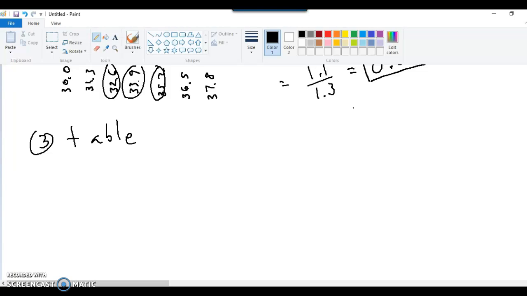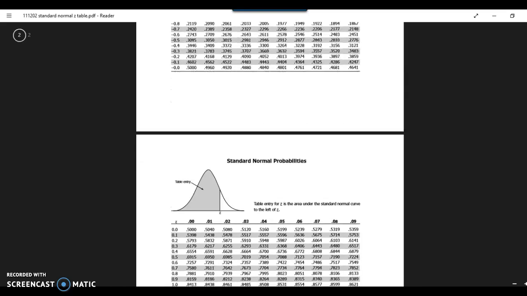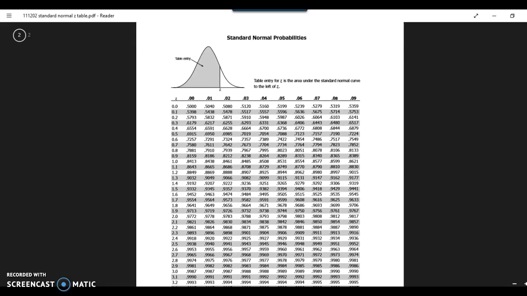And we're going to look up 0.85 on the table. There's a link to this table, and let's get the table up here. Here it is. Okay, so here's the standard normal probabilities table. I want to find 0.85. The first page has negative z-scores, so we don't want the first page. Let's go to the second page. The second page has the positive z-scores.